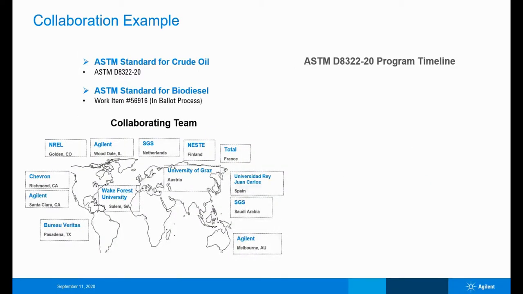What I'd like to do now is provide a collaboration example of one that I am personally acquainted with. We at Agilent started a collaboration to establish 2 ASTM standards. As you may see, there is an ASTM standard for the elemental analysis of crude oil and residual fuel oil by MPAES. That standard was published this past July, a couple of months ago.